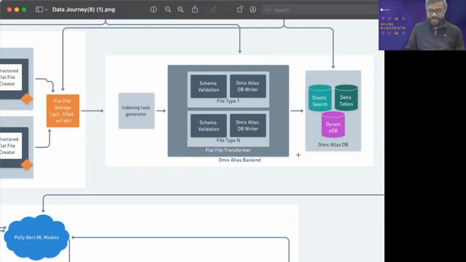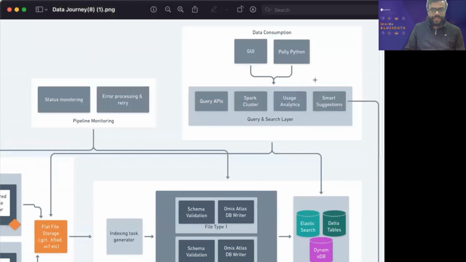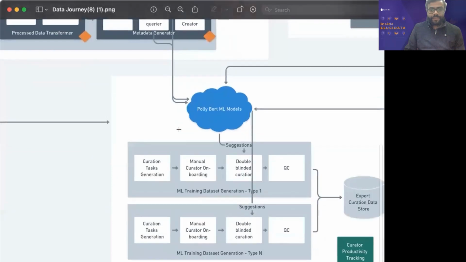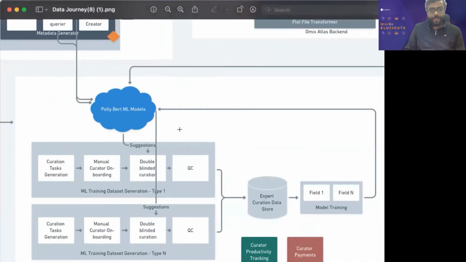So this is the data infra, and the data infra consists of Elasticsearch, data tables, DynamoDB. That's the tech stack that we use, and that's basically the consumption part, which actually uses all of this. One of the very important parts, and there is a third important part of this, is the curation model, curation infra.